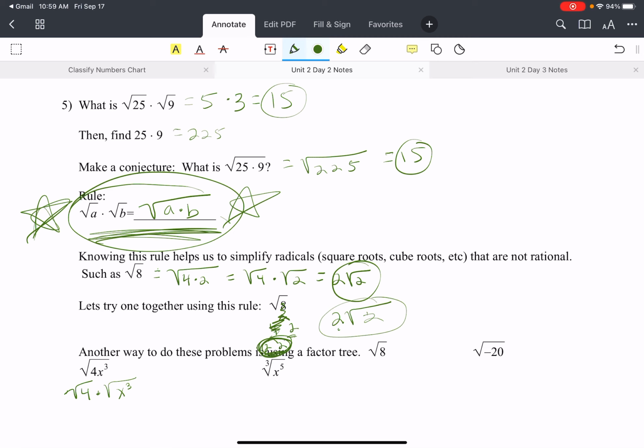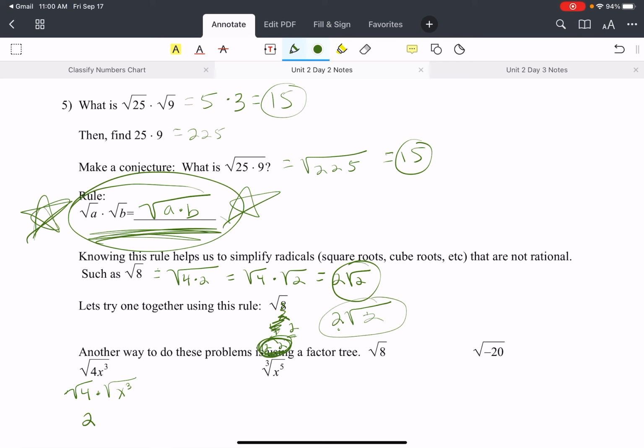Good? Okay, can I simplify the square root of 4 right now? Yeah, what's the square root of 4? 2, good. It's okay if you don't know those off the top of your head. Try typing it in your calculator where I showed you where the square root button was earlier.